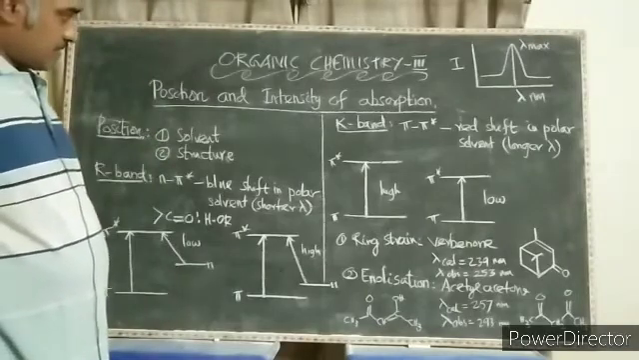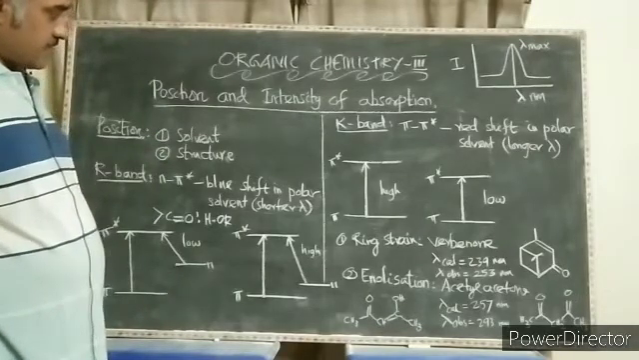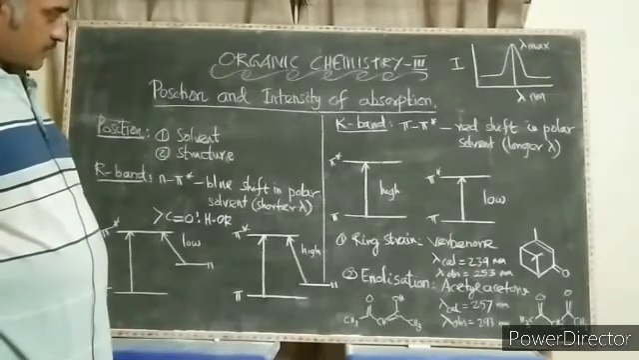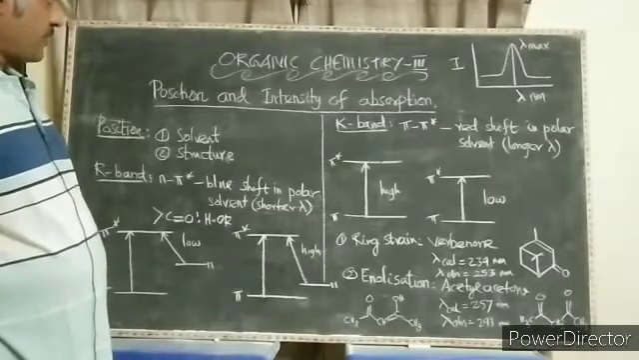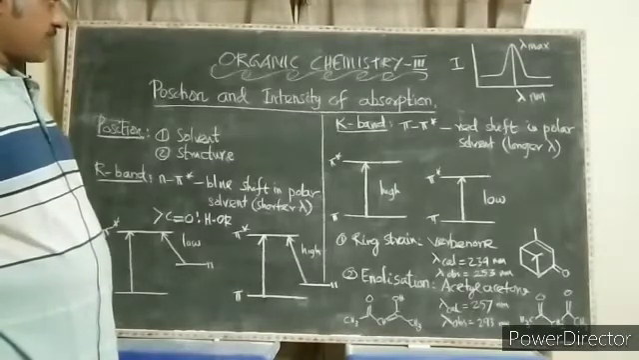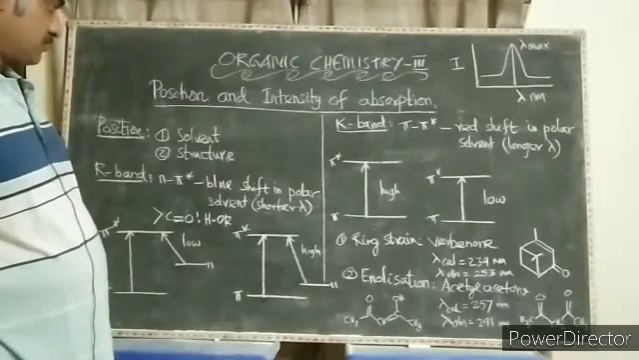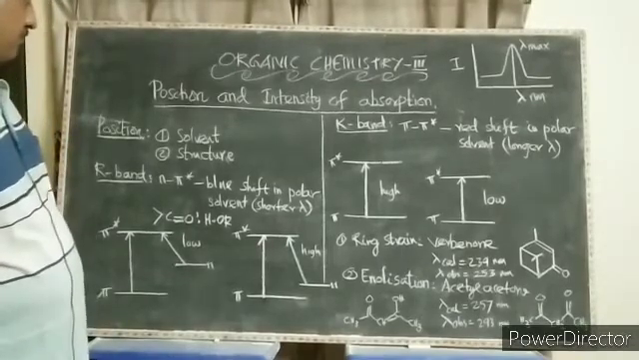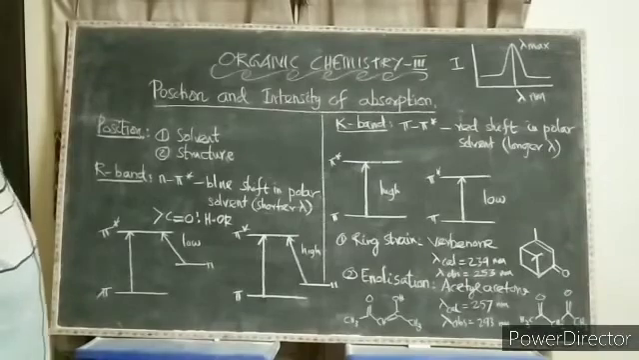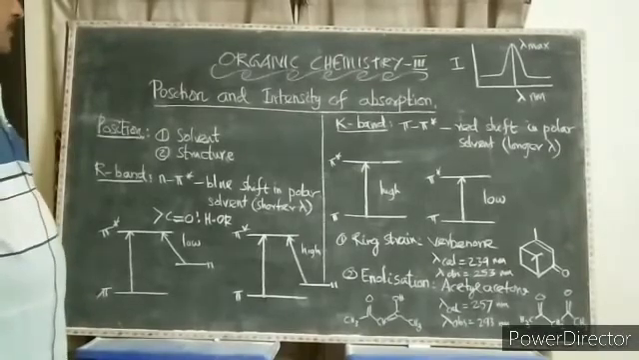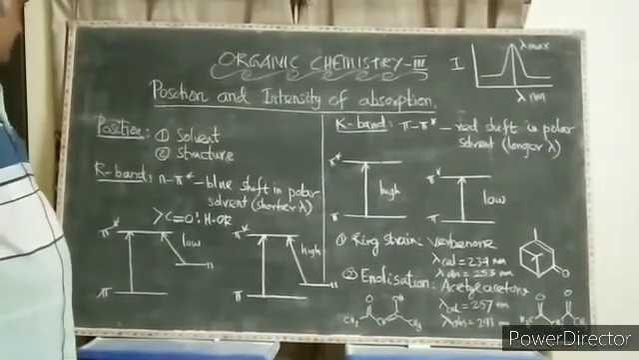So, now less energy is enough to excite the electrons from the pi bonding orbital to the pi star anti-bonding orbital. That is the reason why a K band or pi to pi star transition shows a red shift in polar solvent. So, this is about the position of the lambda max affected by solvent.